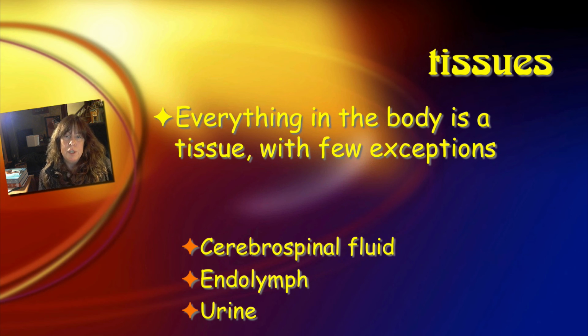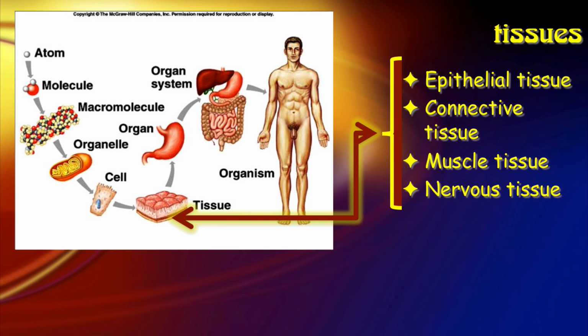So we'll be looking at the major tissues of the body in two parts. By the time you finish A&P, you should be able to explain what everything in the body is in terms of tissues. Everything in the body is a tissue with a few exceptions. There's a couple of fluids like cerebrospinal fluid, endolymph, and urine that are not tissues. But everything else that you're going to see is a tissue.